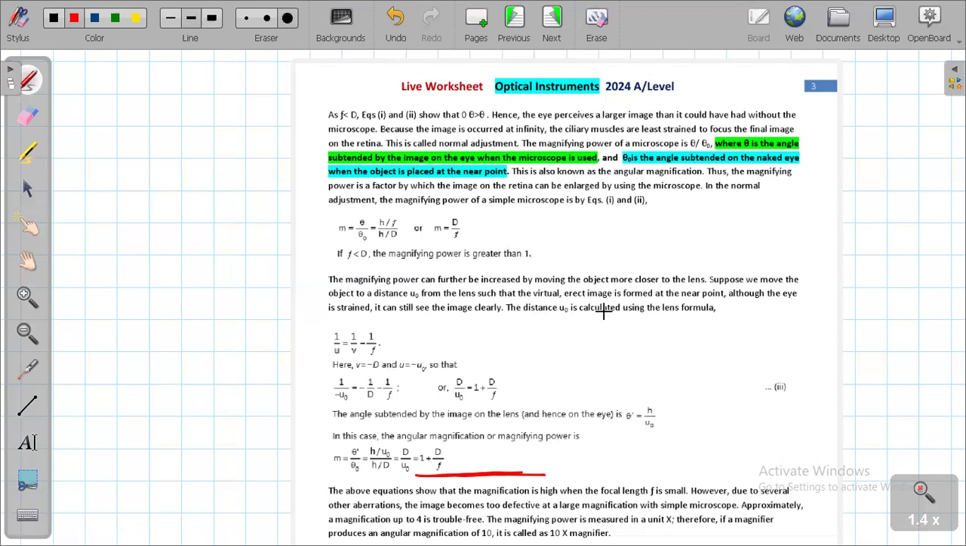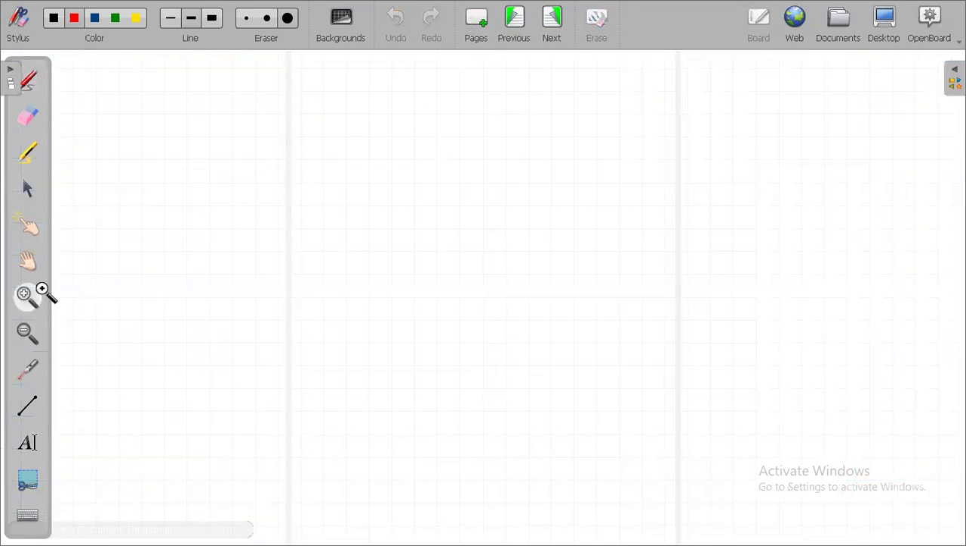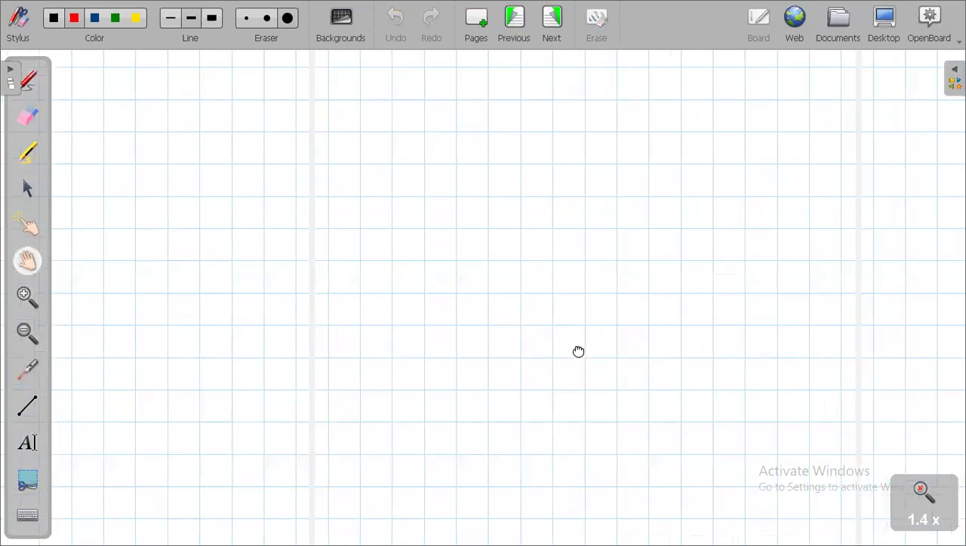Then, let's start that in a new page. Write this in a new line. Simple microscope.